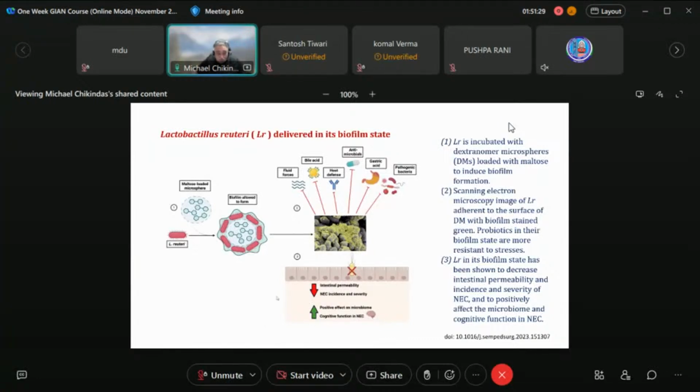I want to implant this idea into your brain. Think about it, consider it. There are a lot of opportunities, not only for research but also for application of microorganisms produced through solid-state fermentation.